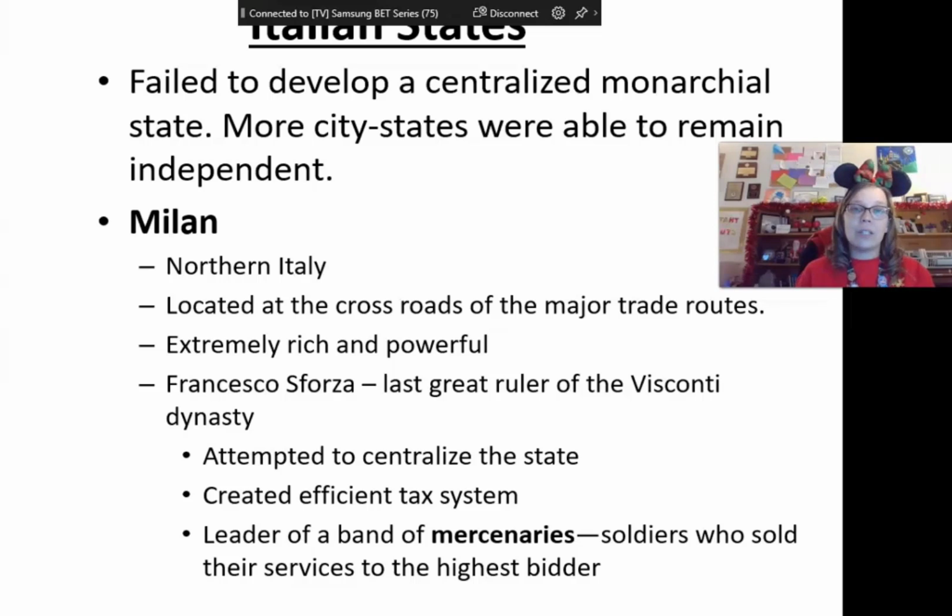Francesco Sforza basically does a couple of big things. Number one, he tries to centralize the state, so tries to centralize the political power in Milan. He also tries to create and succeeds in creating an efficient tax system. And he also is the leader of a band of mercenaries.